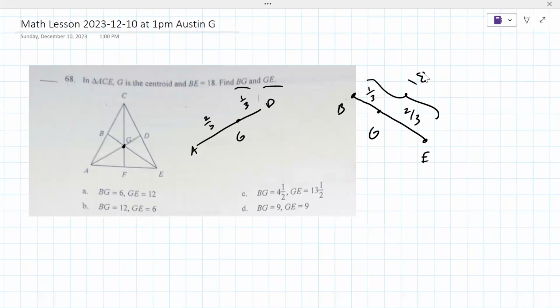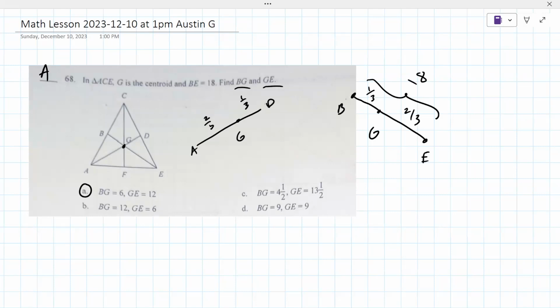His team scored 18 points. You have a third of the points so far. How many points do you have? Oh, okay, I get it. 6. And G to E, 12. Very good. Which answer is that? It is A. Just as important to be able to mark the correct answer.